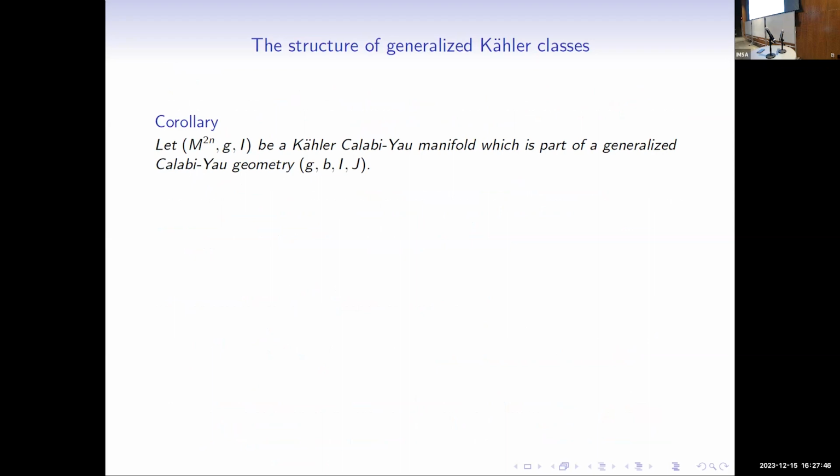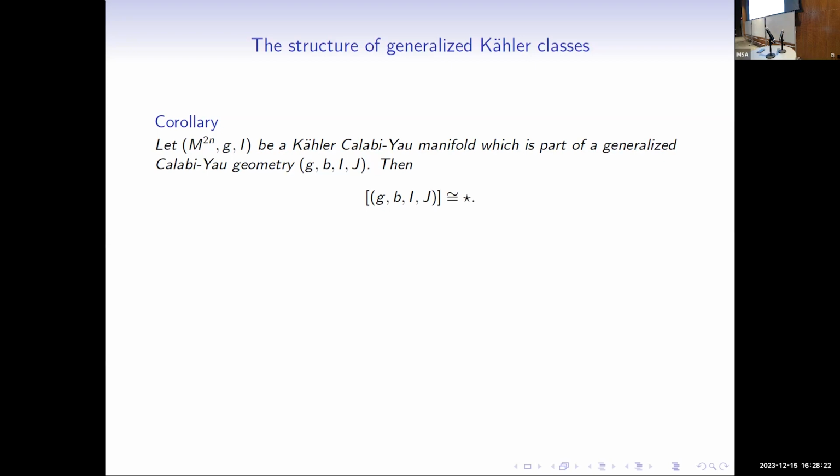So if I have a Kahler Calabi-Yau manifold, which I kind of write in this strange way, the point is you can interpret Kahler Calabi-Yaus as generalized Kahler in more than one way. But in any case, I have a Kahler Calabi-Yau, which is part of a generalized Calabi-Yau geometry, G, B, I, J. Then the generalized Kahler class of that structure is homotopically trivial. Okay? So again, as Vesky alluded to, and as we can kind of see in Marco's talk, the structure of generalized Kahler classes is quite subtle, non-obvious.